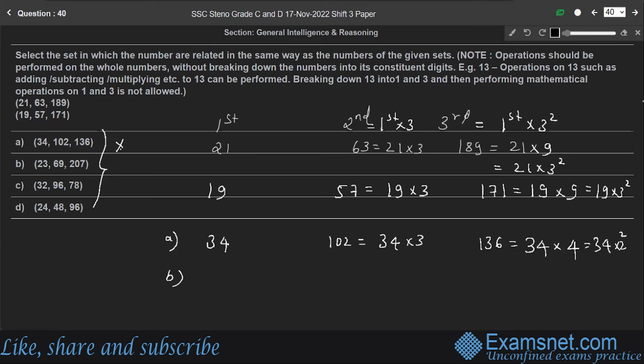Option B we'll consider. 23 is the first number. 69 is the second number. 69 is 23 into 3. Whereas the third number is 207. 207 is the first number 23 into 9, which is 23 into 3 square. Therefore, the second option follows the same logic of the given two sets. Hence, option B is the right answer.